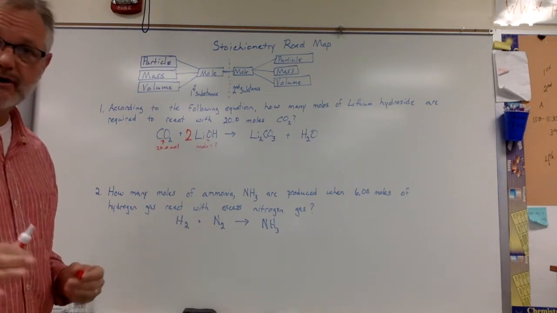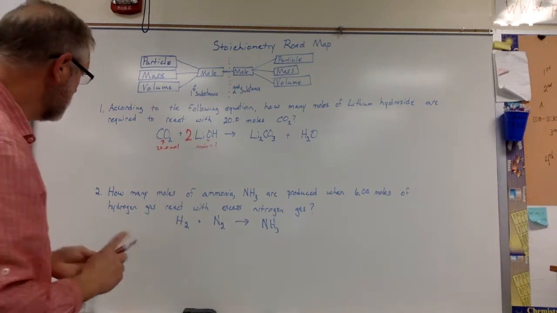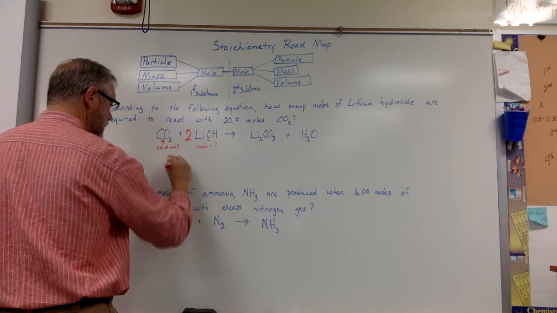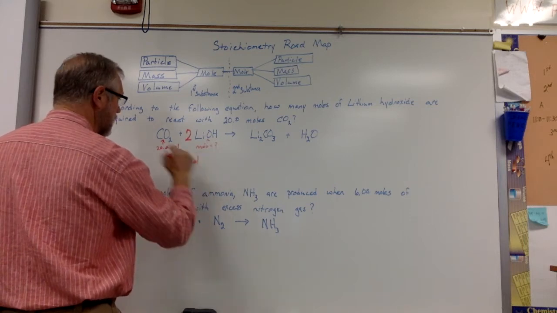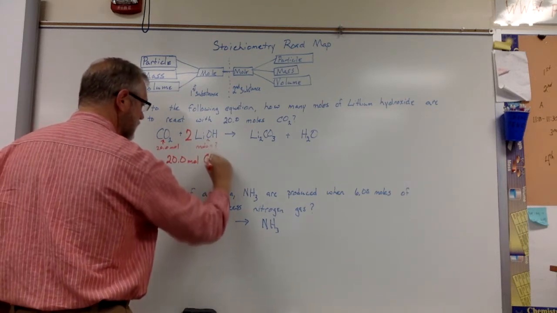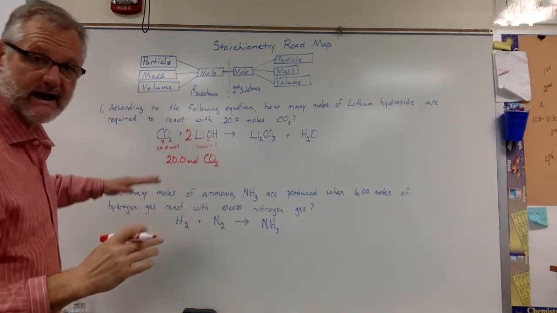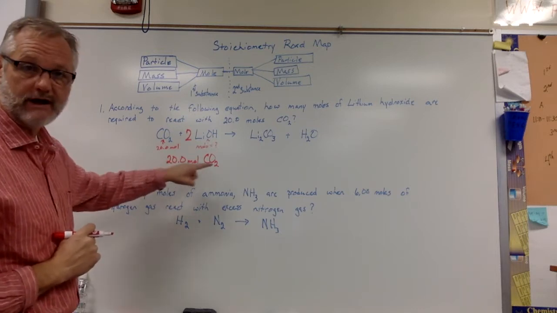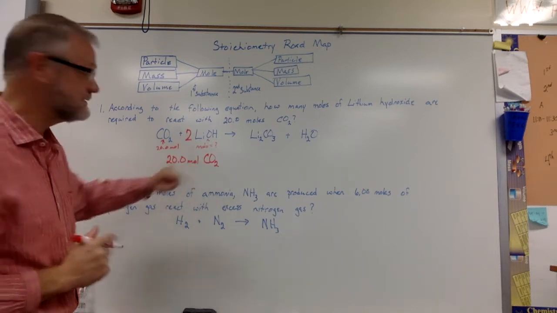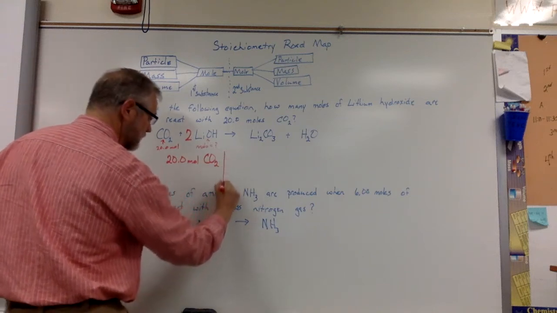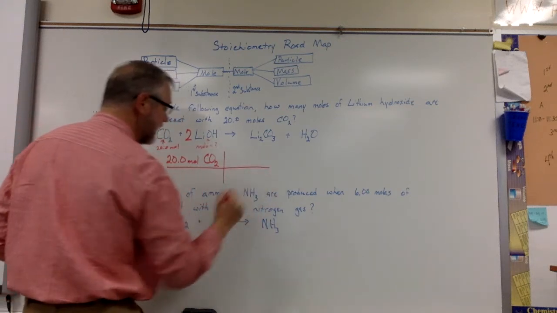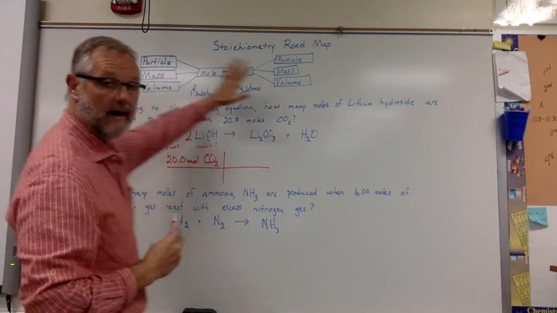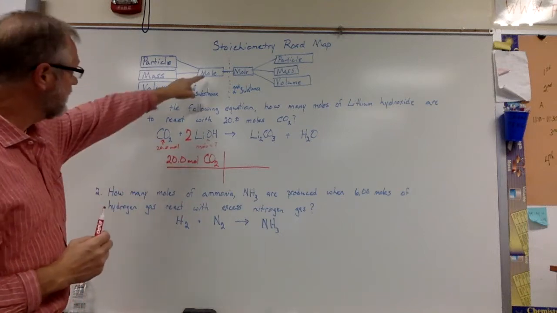So we always start by writing down what we're given. So I am given in this equation 20.0 moles of CO2. Now remember, this is the setup. You always write down the value, you always write down the units, and you always write down what the substance is. I'm going to put this in a factor label box. And then I'm going to come up here to my stoichiometry road map and say, where am I? So I am starting right here with moles.